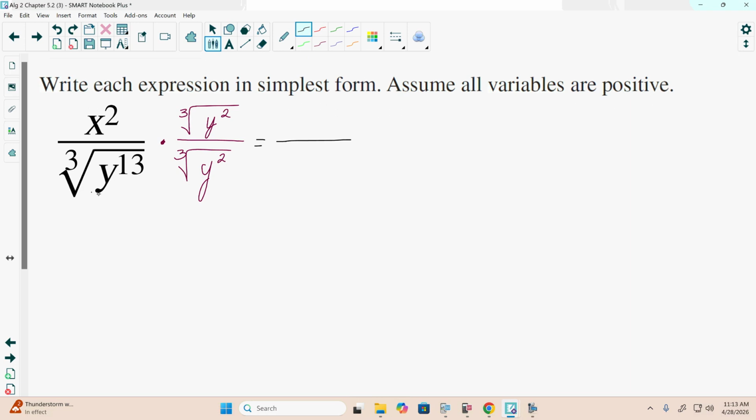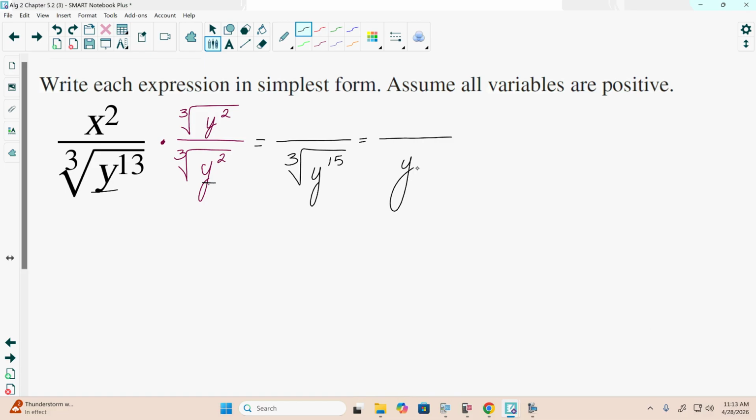Because if we multiply this here, we would have a cubed root. y to the 13 times y squared. When we multiply like bases, we add those exponents. 13 plus 2 is 15.